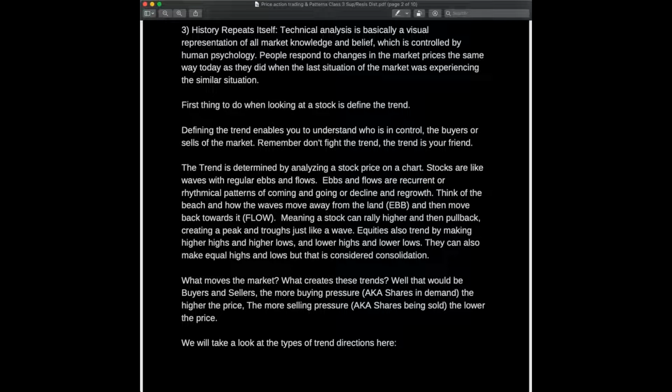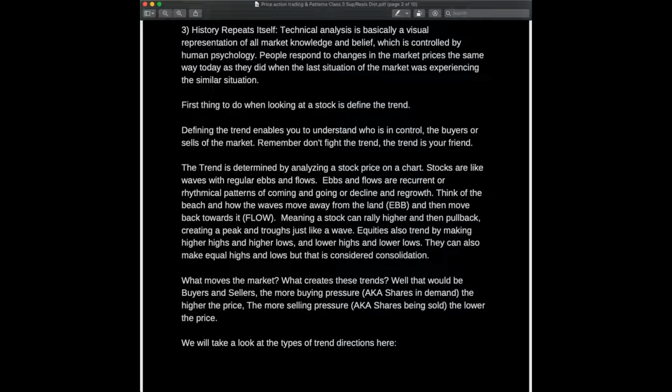The more buying pressure, aka shares in demand, the higher the price. The more selling pressure, aka shares being sold, the lower the price. So the more supply that is being pushed in the market of that particular stock, the lower the price, because it's going to continue to find buyers. And if it can't find buyers at that price, it's going to go lower to find more buyers to satisfy that supply.